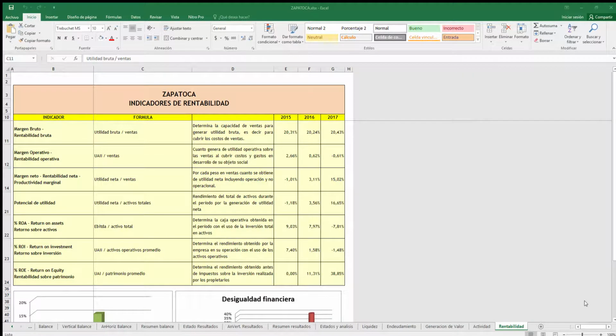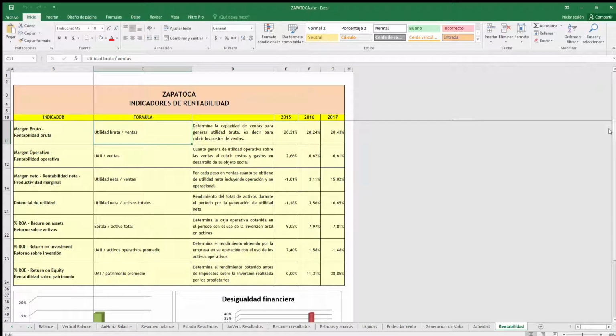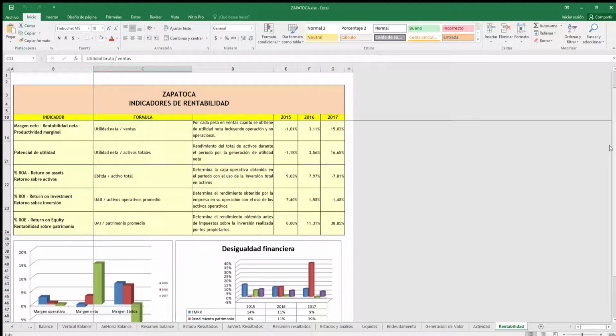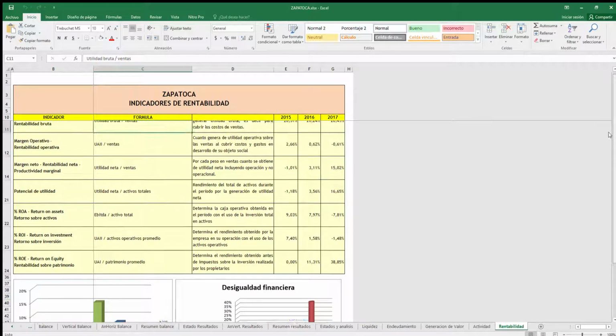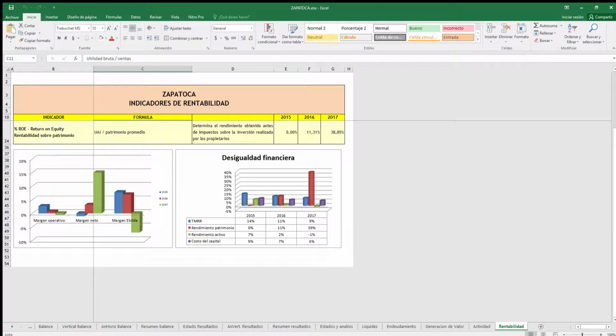Equity potential has also been reflected in an increase, since in the first year the capital generated by the company was not reflected, while in the last year a 38.85% growth was seen, which shows a profit in probability.